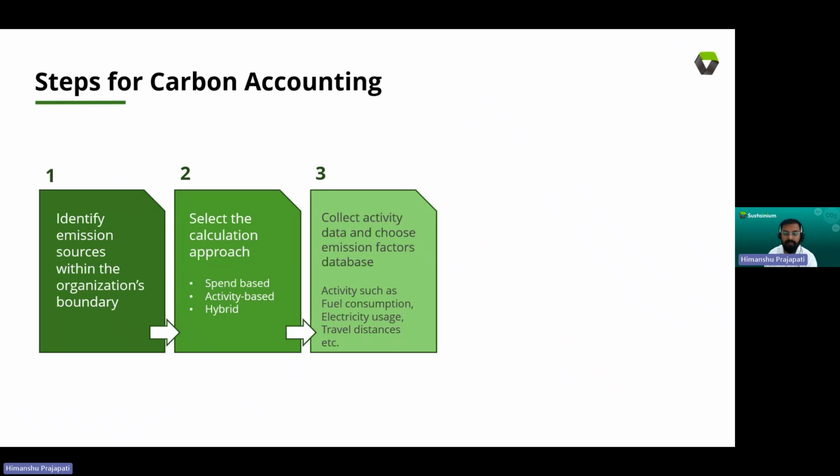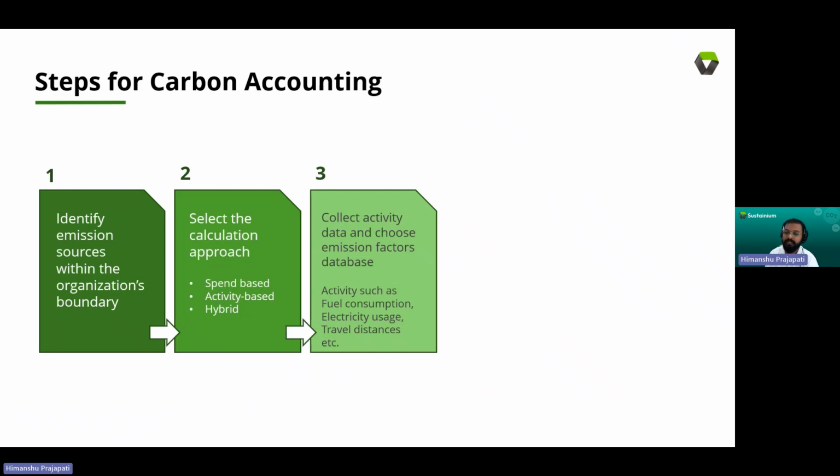So for an example, if your operation is in the US, you'd probably prefer the US EPA database. If you're in the UK, you'll definitely go with UK DEFRA. Similarly, for the rest of the nations, you'll try to look at the databases which are local to those countries. So selection of the emission factor database is very important.